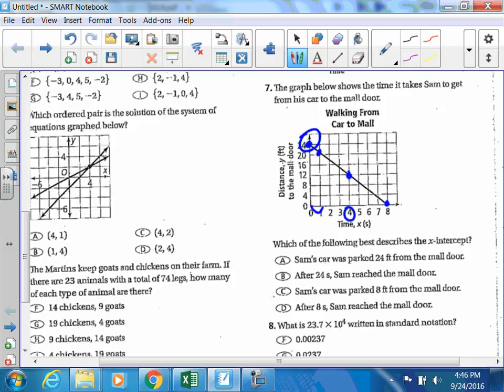So which of the following describes the x-intercept? Well, the x-intercept is right there, 8. Take a second to read your options.